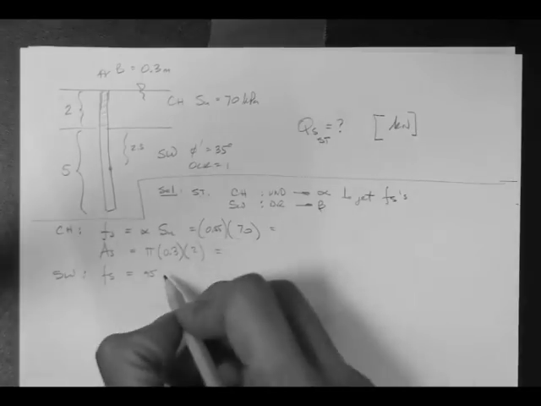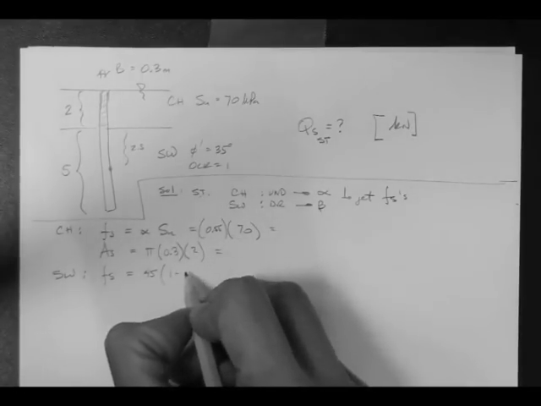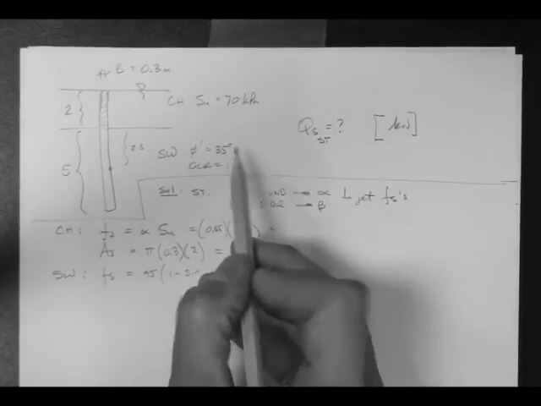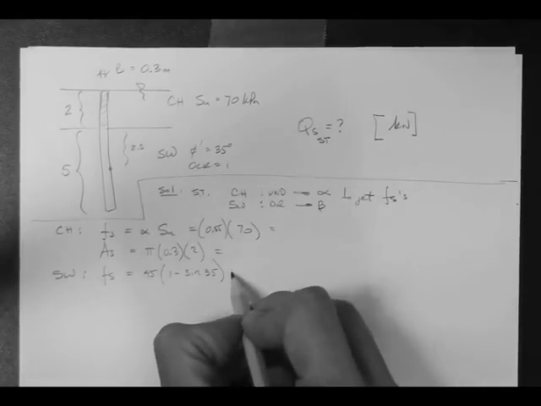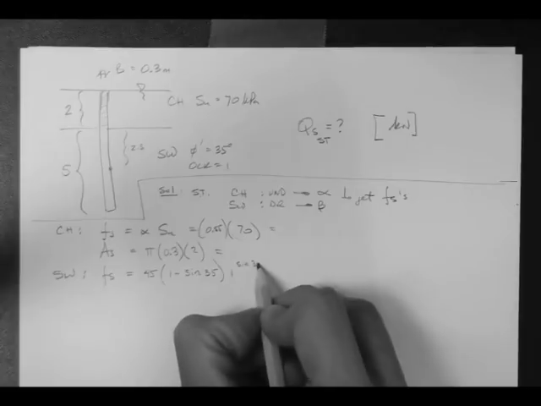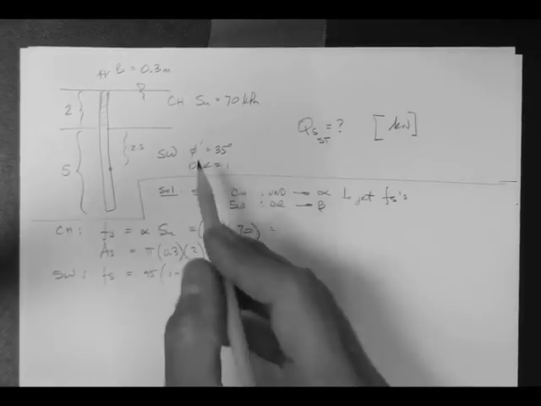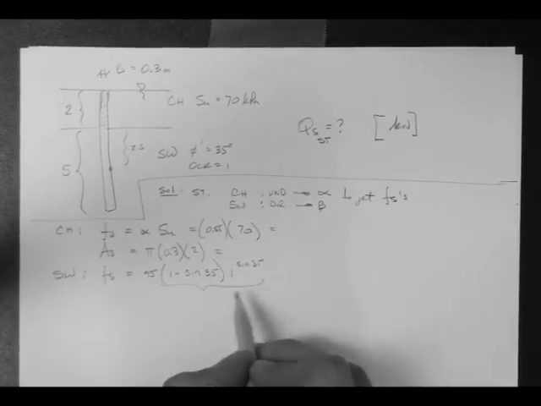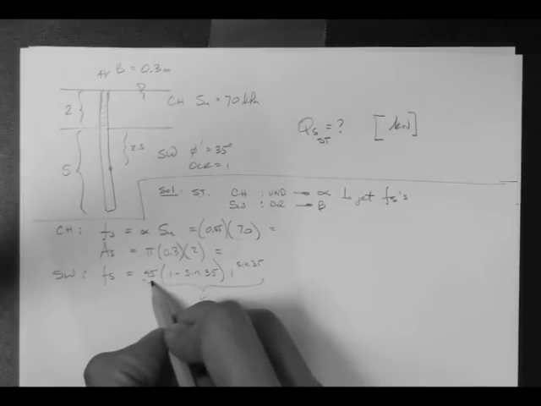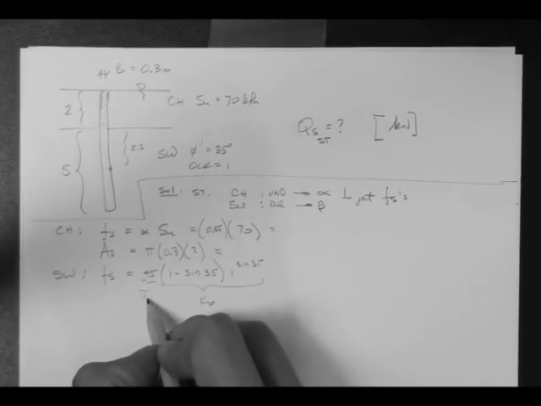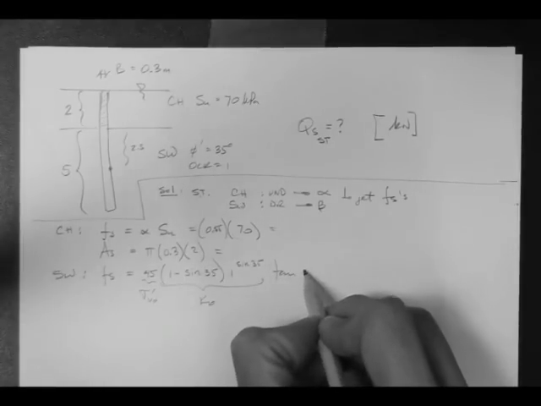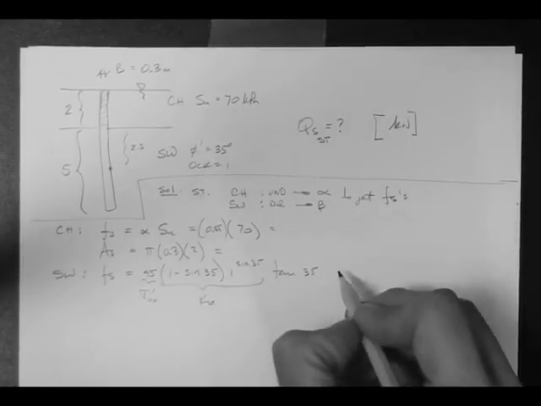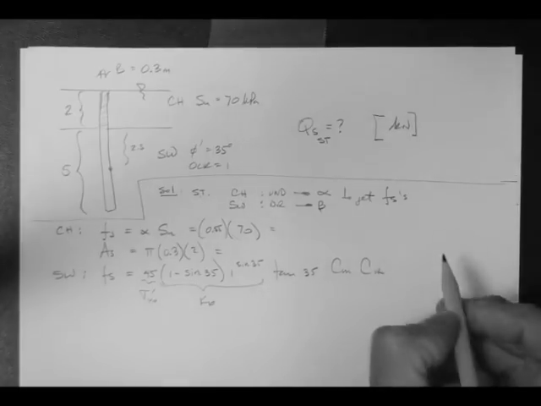times K naught, which is 1 minus sine phi times OCR to the sine 35. This is going to be 1 anyway. Okay, so that's K naught. This is sigma vertical, right? Tangent 35, which is phi, and then Cm, Ck.